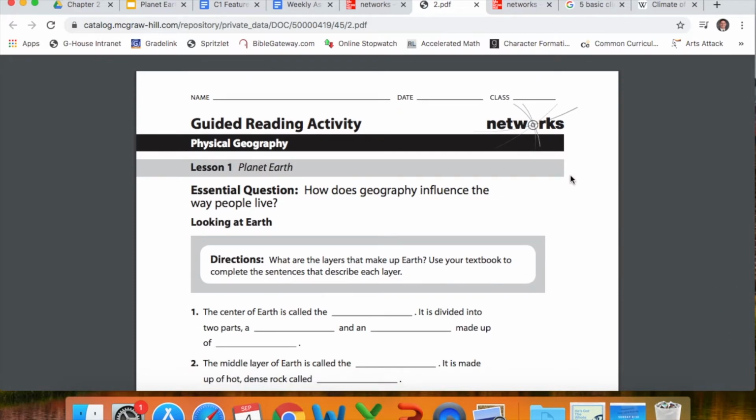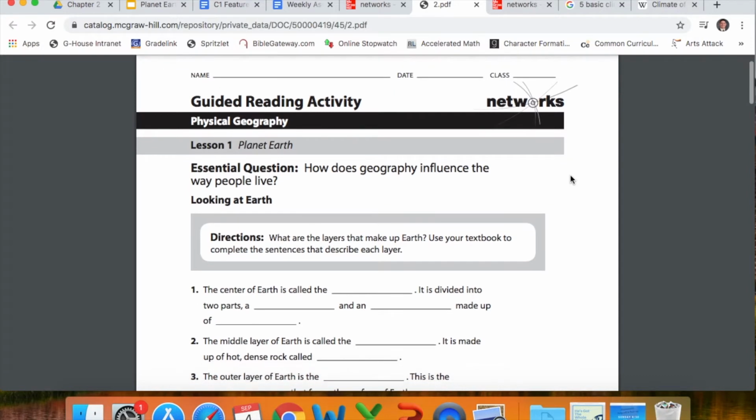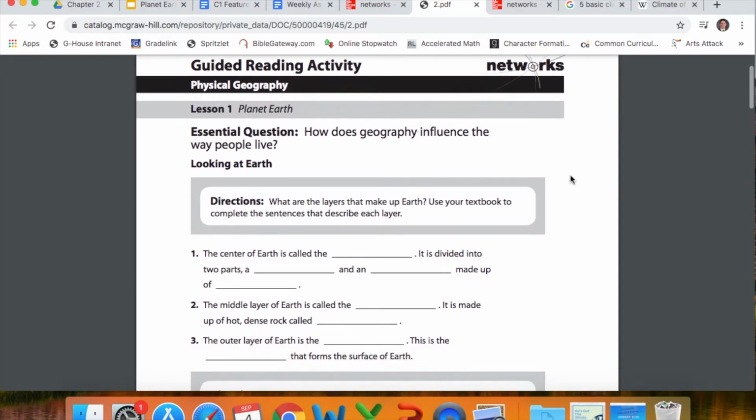I'll go through each of the different sections and then we'll get started with you reading and getting a little bit extra information from this video. Lesson 1, Planet Earth. The essential question, how does geography influence the way people live? First section is titled Looking at Earth, and it gives you directions. What are the layers that make up the Earth? Use your textbook to complete the sentences that describe each layer.